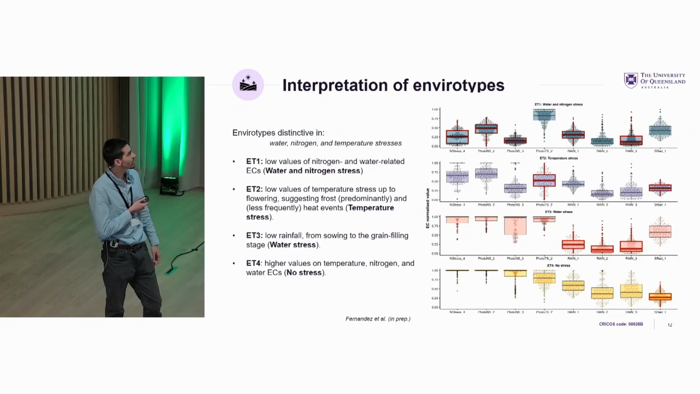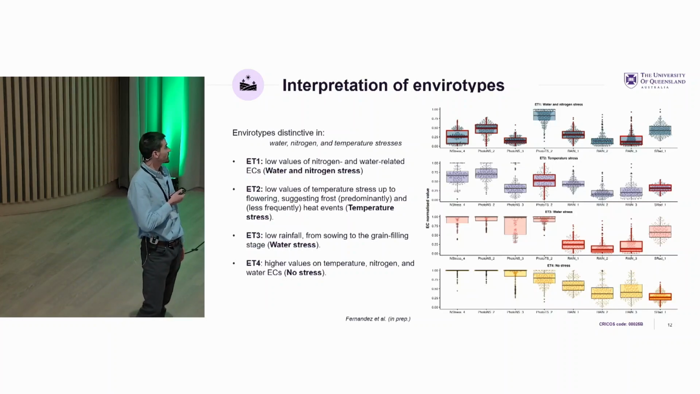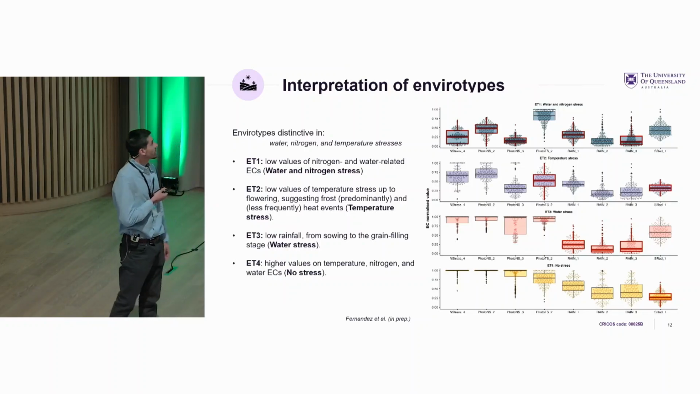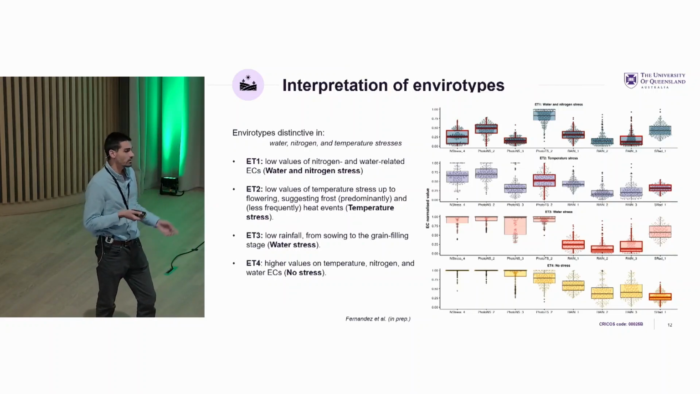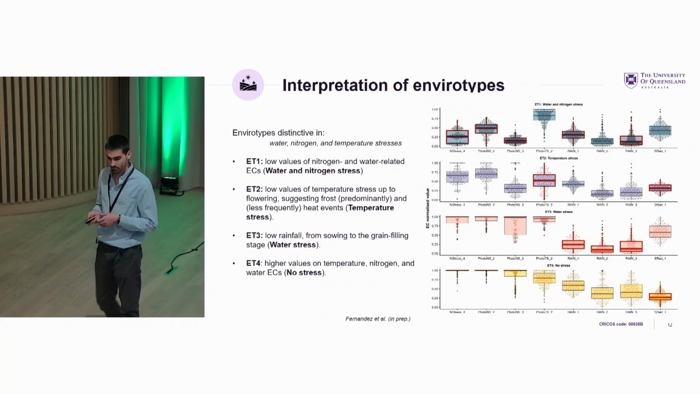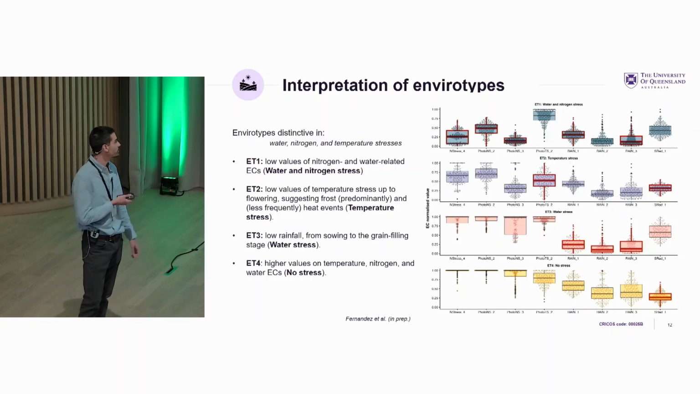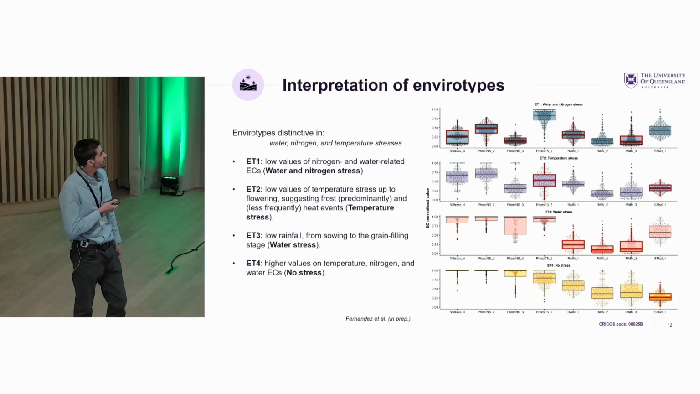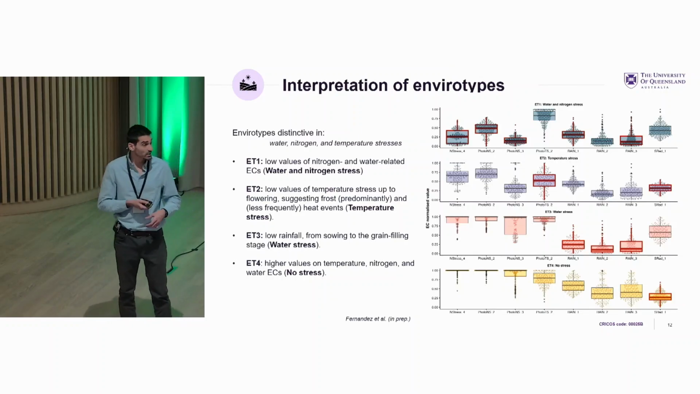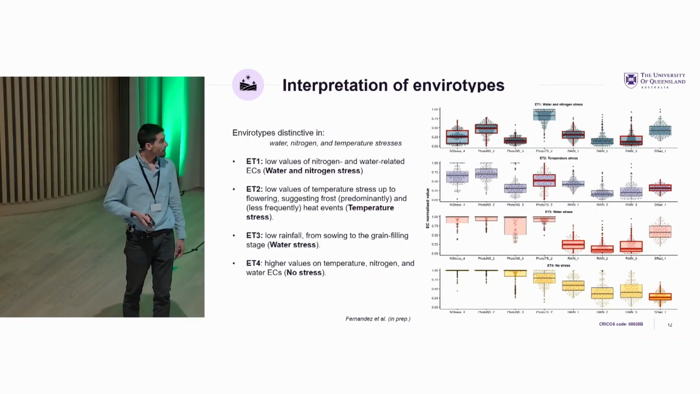For envirotype 1, for example, you see that most of them are coming significant: nitrogen here, rainfall and rainfall during grain filling. So we defined that as a water plus nitrogen stress condition. The second one was related to temperature. That was mostly associated with frost events, usually, and less frequently to heat events. Then we have a water stress type and a no stress condition, or more close to optimal conditions, mostly limited here by radiation in this case.